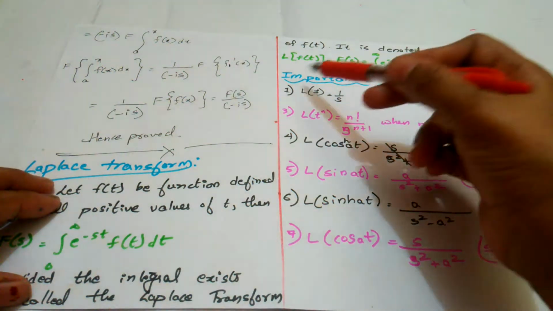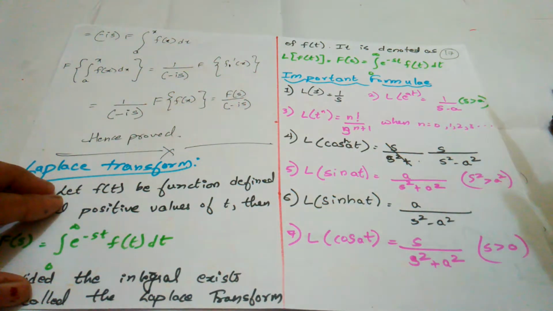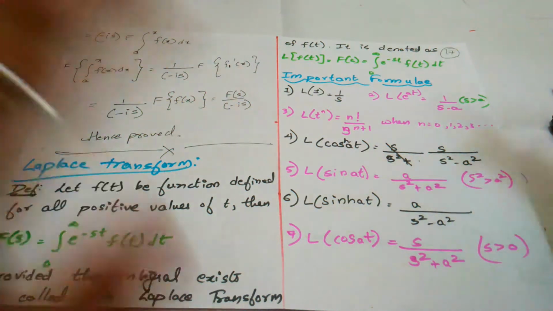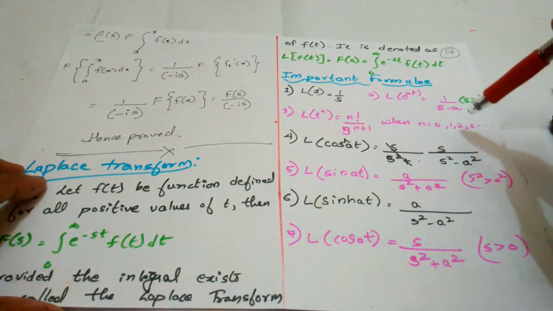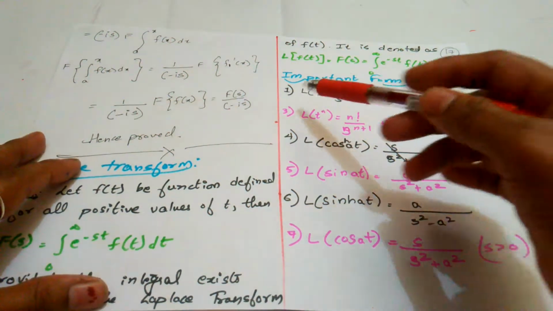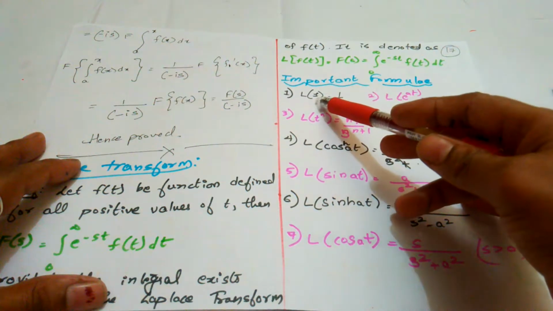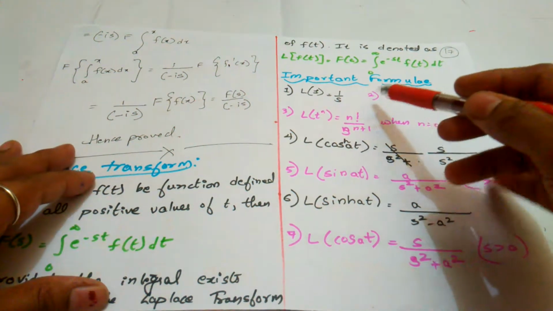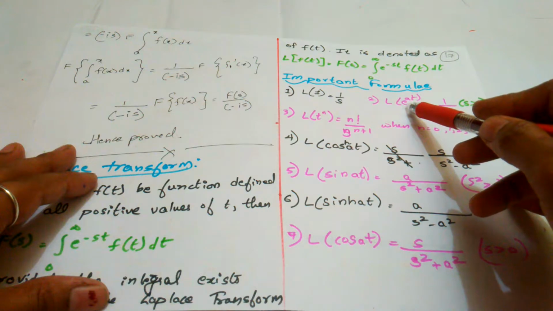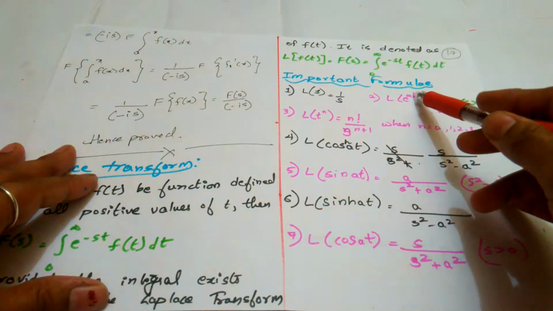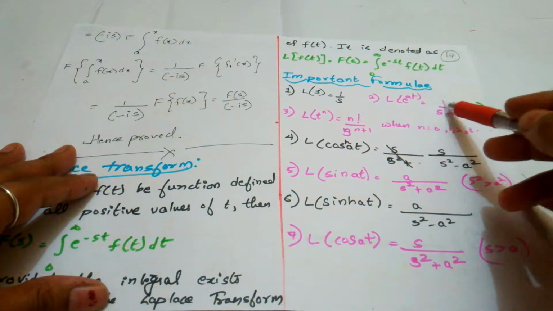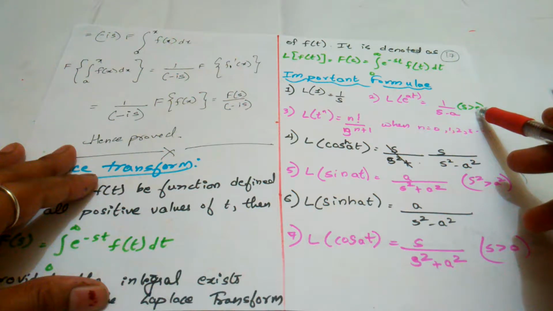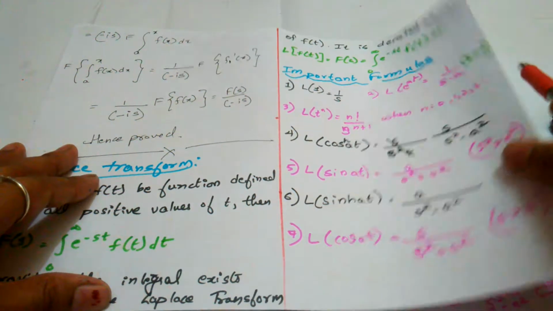Now, the important formulas which we will require while solving problems. I have given these formulas, and in the next pages I have given proofs for these formulas also. So, let's see. Formula number 1 says L of 1 is equal to 1 upon s. L of e raised to at is equal to 1 upon s minus a, where s is greater than a. Okay, let's do the proof for this first.